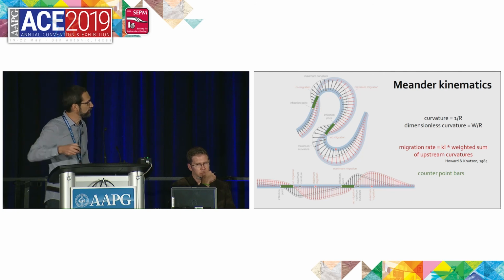there are locations along the river, like these locations highlighted in green, where the two vectors are actually pointing in different directions. And these locations are essentially what have been called before counterpoint bars.